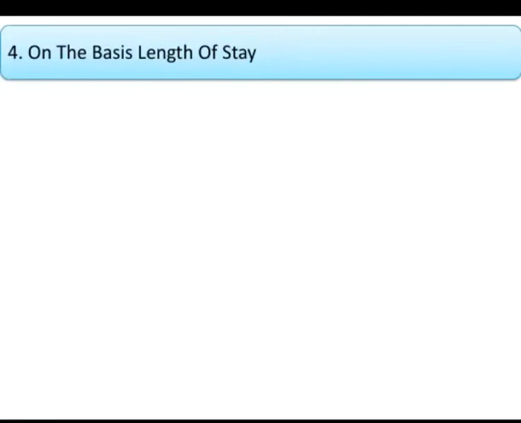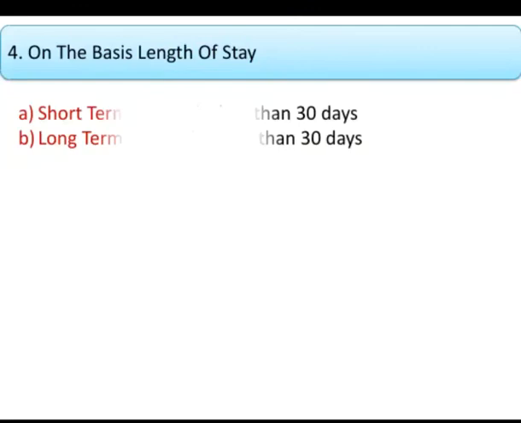The fourth category is on the basis of length of stay. Under this there are two subcategories: short-term hospitals and long-term hospitals. In the short-term hospitals, the length of stay in hospital is less than 30 days, and in the long-term hospitals the length of stay of patient in this hospital is more than 30 days.